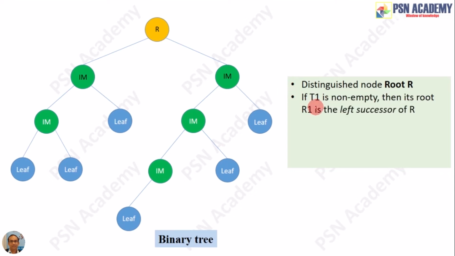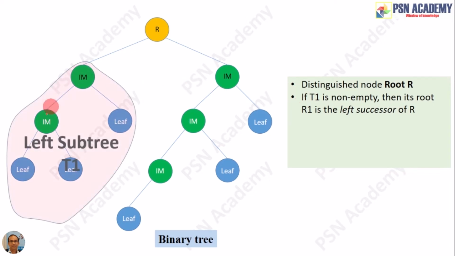Second property: if T1 is non-empty, then its root R1 is a left successor of R. What is the meaning of this? Consider this one. This one is a left subtree T1 whose root is this one, right? This one is a left successor of R. You can see that. So this becomes R1, the root of T1, and this node is a left successor of R. So if the left subtree is non-empty, that means T1 is non-empty, then it goes like this.